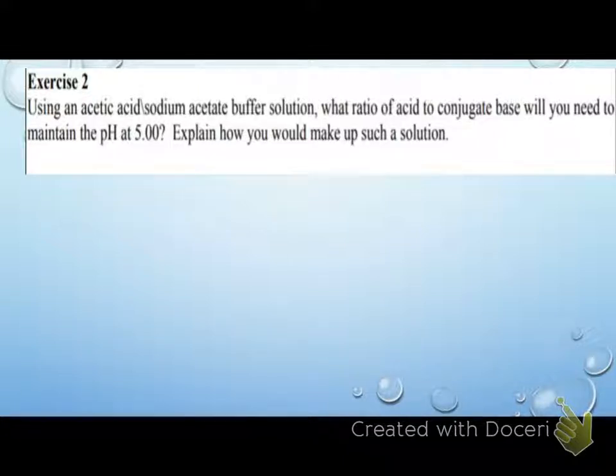So using acetic acid and sodium acetate buffer solution, what ratio of acid to base will you need to maintain a pH at 5? Explain how you would make such a solution. So if we're looking for a pH of 5, we want our hydrogen concentration to be around 10 to the negative 5th, right?